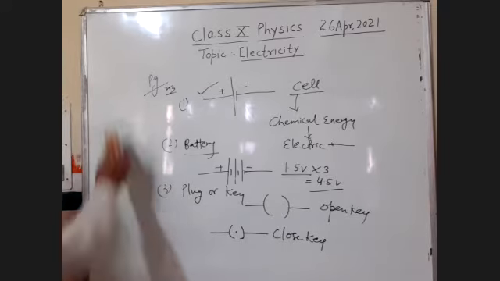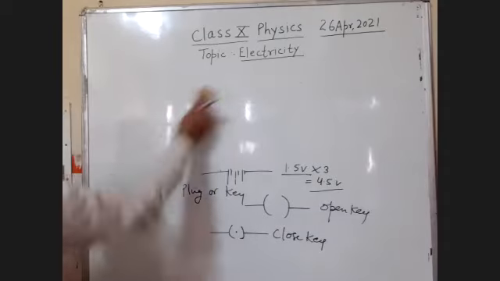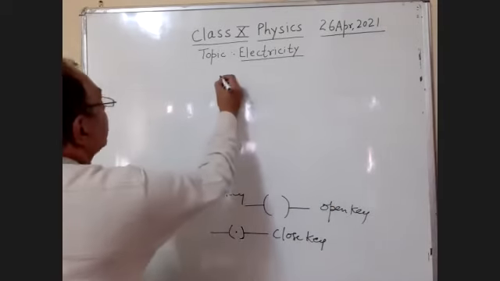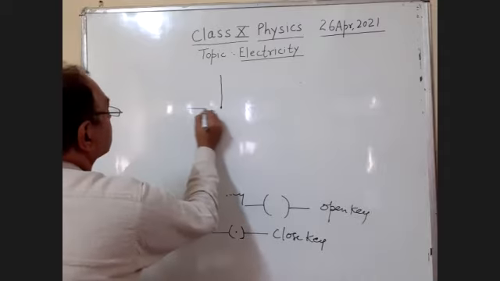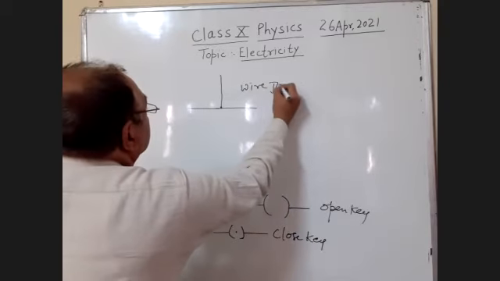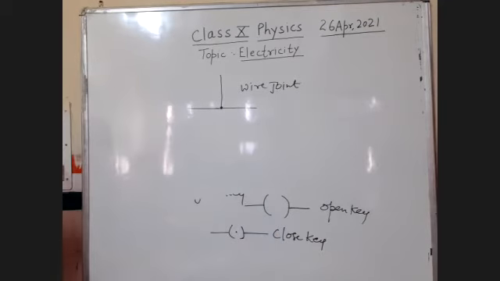Now next is a wire joint. So I'll draw these next symbols. Next is a wire joint. Is it clear, student? This is the symbol of wire joint.